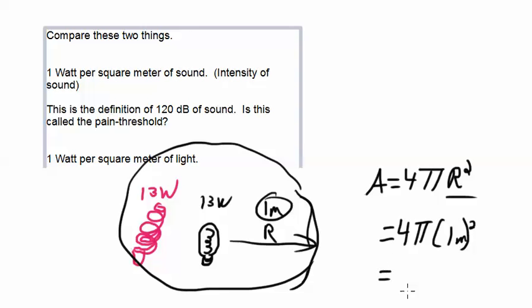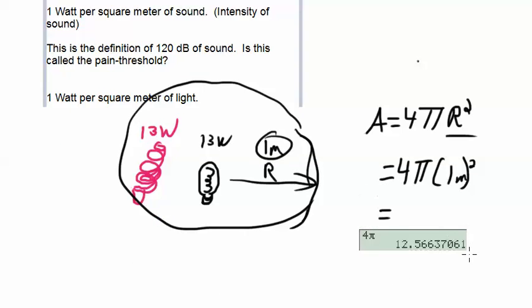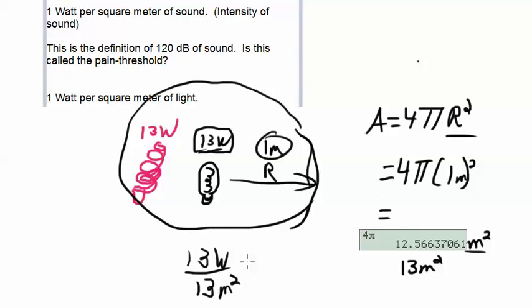And so 4 pi is about 12.566. That's pretty specific. It's about a surface area of 12.56 meters squared. It's about 13 meters squared. So that's kind of convenient because a lot of the CFL bulbs that are equivalent to 60-watt incandescent bulbs are usually measured in 13 watts. So if we took 13 watts divided by 13 square meters, we get about 1 watt per meter squared.